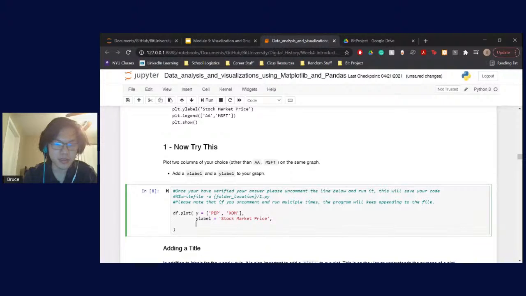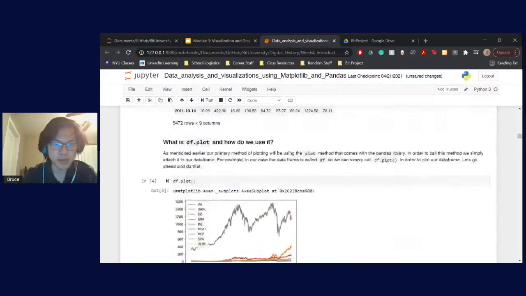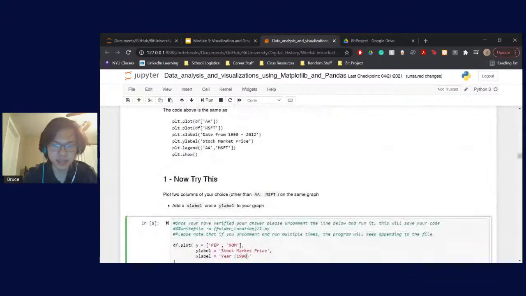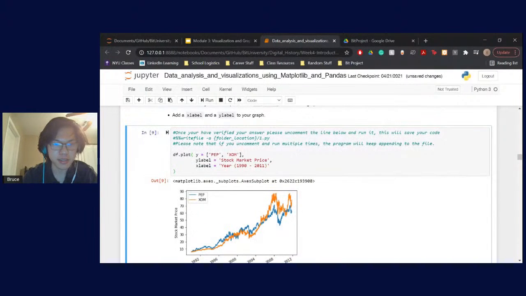And what is the x label? Well, what are we plotting the stock market price against? We're plotting against the year. What are the years? It's like 1980, maybe. Yeah, 1990 to 2011. 2011. Great. So what do we get?